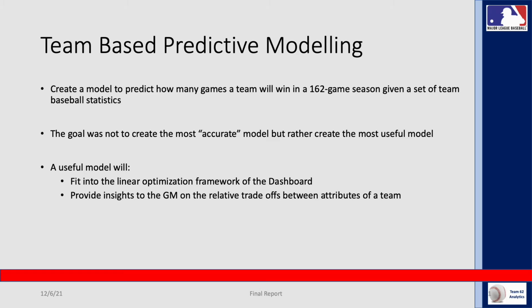In our context, a useful model is going to be something that fits into the linear optimization framework of our dashboard. So again, that linear nature is something that we needed to incorporate in our final model. And most importantly, what we really want to do is make sure we're providing insights to the GM on the relative trade-offs between the attributes of a team, for example, like ERA versus batting average.